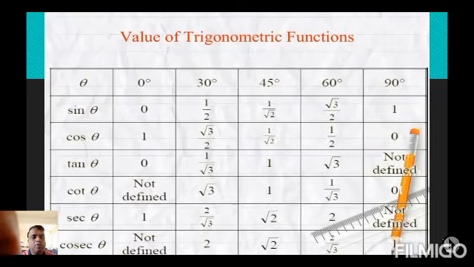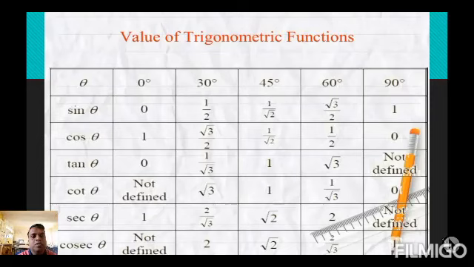In the same way, if you divide sin by cos, that is tan. Tan 0 is 0, tan 30 degrees is 1 by root 3, tan 45 degrees is 1, tan 60 degrees is root 3, and tan 90 is not defined.